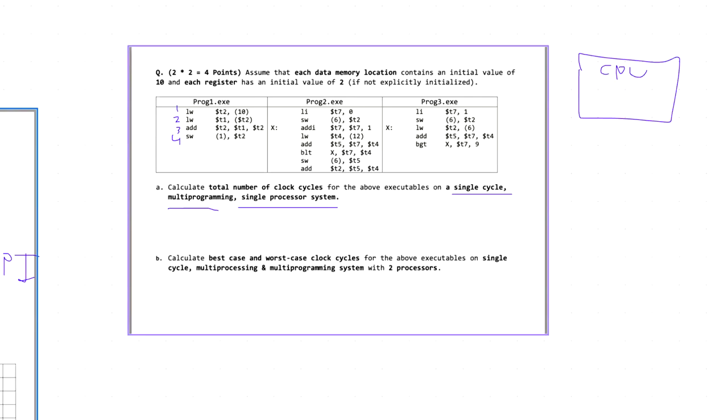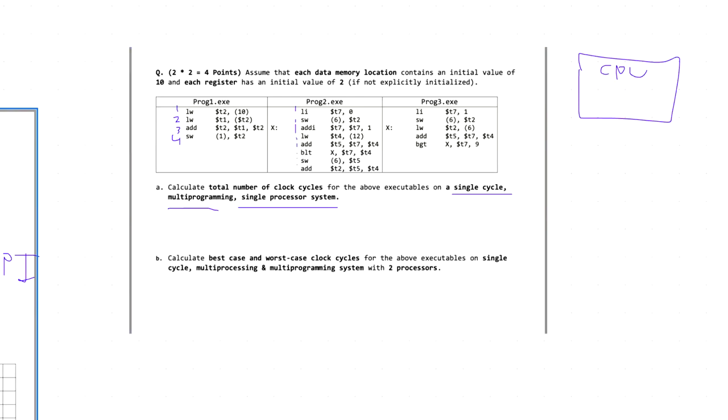Then I go to program 2. 1, 2, 3, 4, 5, 6, 7, 8. Here. And there's a loop here, but we'll get back to that in a second. Then 1, 2, 3, 4, 5. And again, there's a loop here. We'll get back to that in a second. So that's literally saying these 4 instructions, plus these 8 instructions, plus these 5 instructions, one after the other. So that's something to keep in mind when we have a single cycle, single processor system.